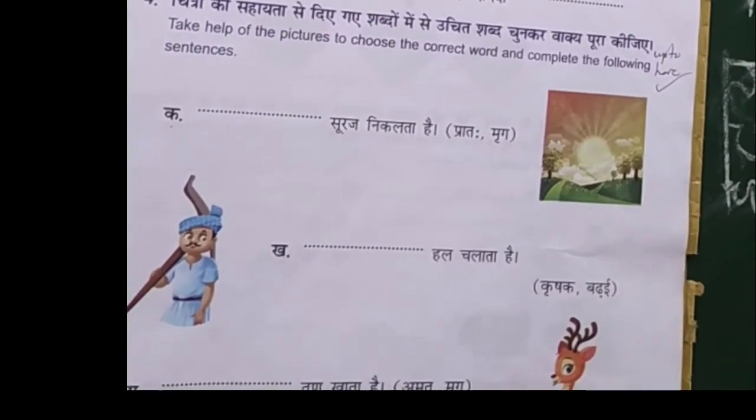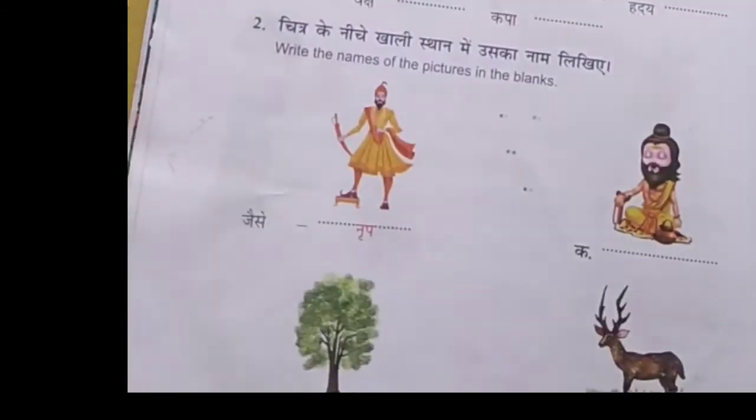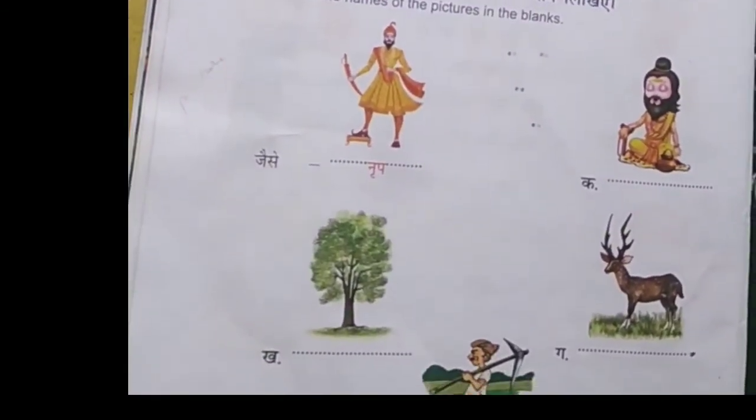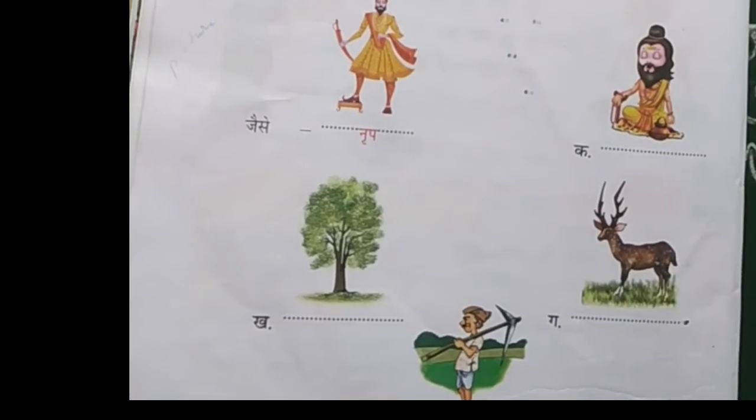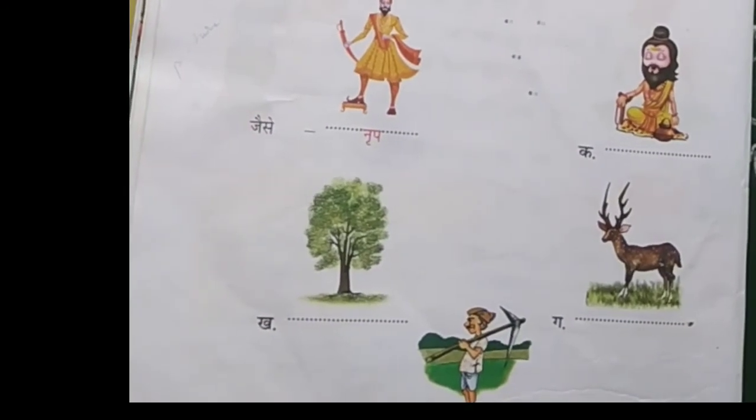Okay, open your textbook and look, your spelling is correct or not. If it is wrong, write it 5 times and write the wrong ones. Clear?